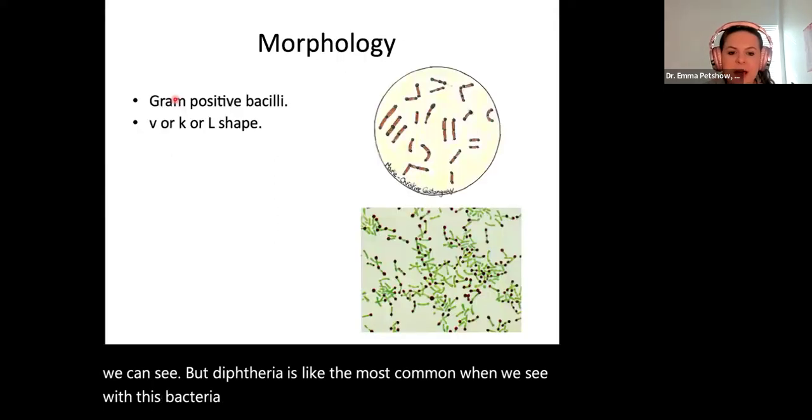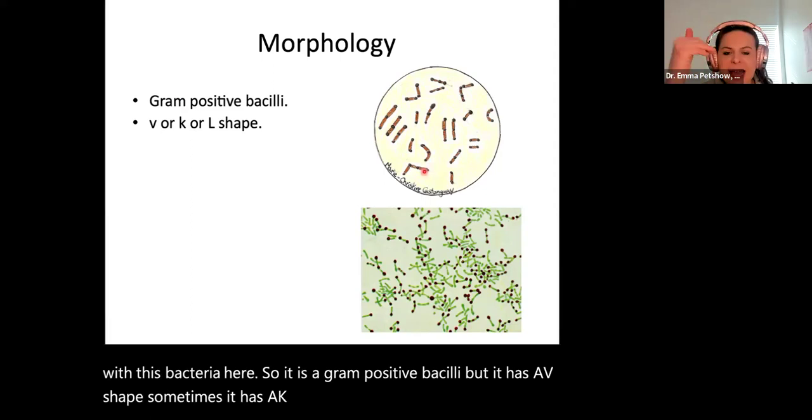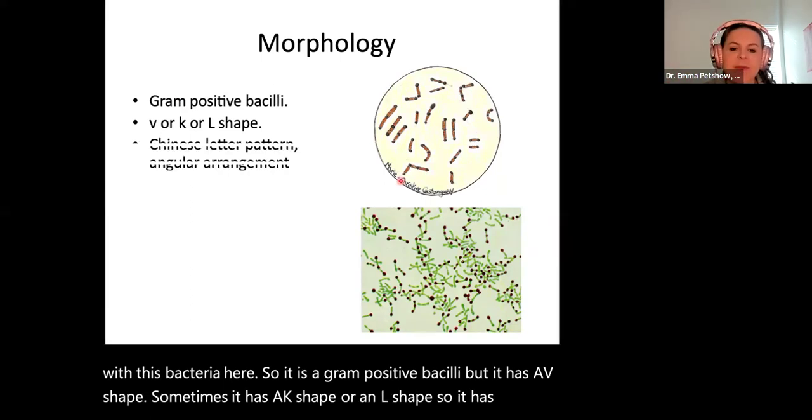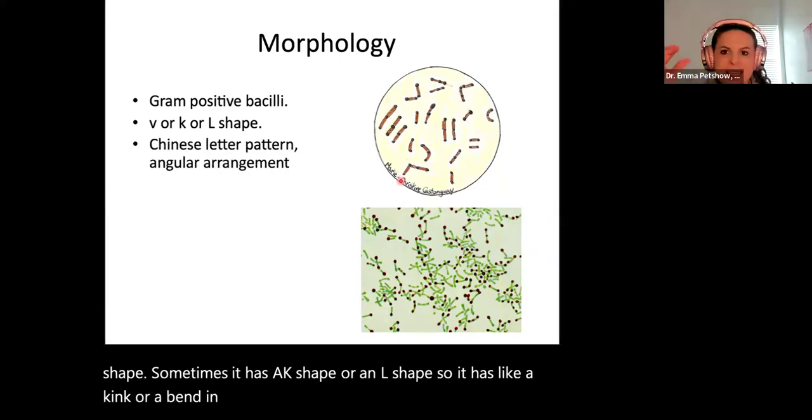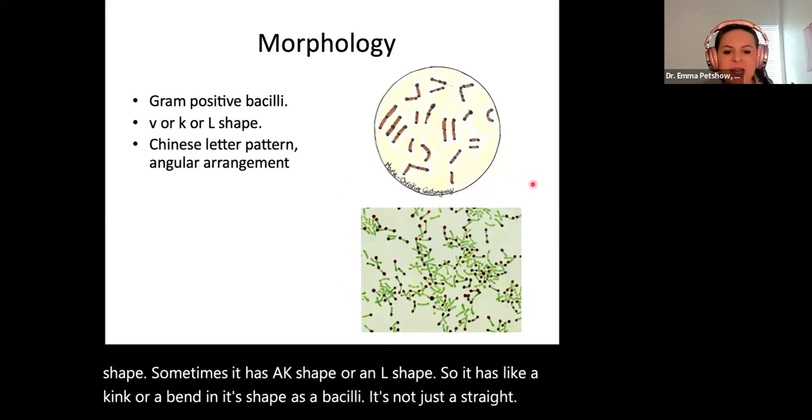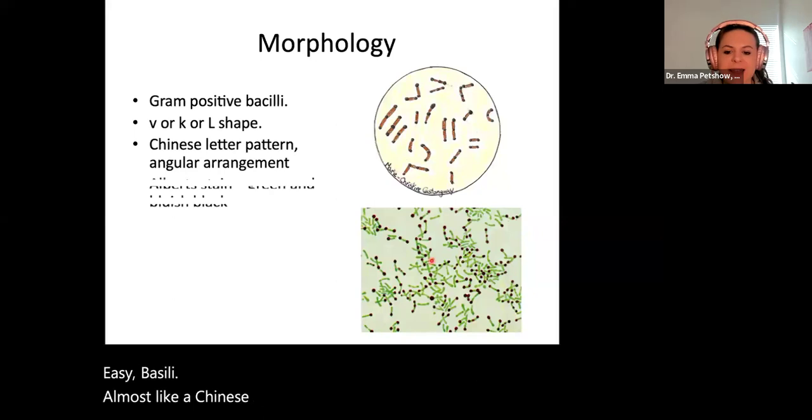So it's a gram-positive bacilli, but it has a V shape. Sometimes it has a K shape or an L shape. So it has like a kink or a bend in its shape as a bacilli. It's not just a straight, easy bacilli. Almost like a Chinese letter pattern, an angular arrangement, I guess that's what someone's used. So you can see that here.